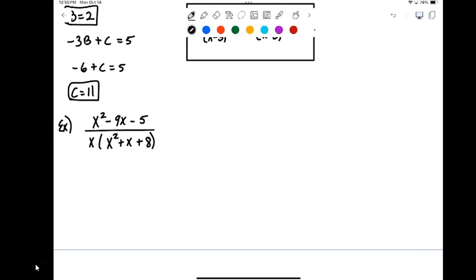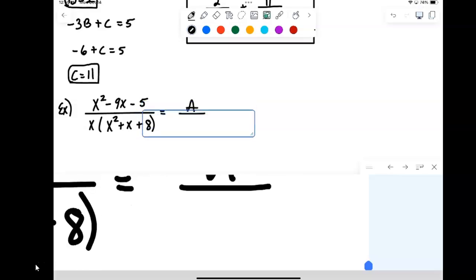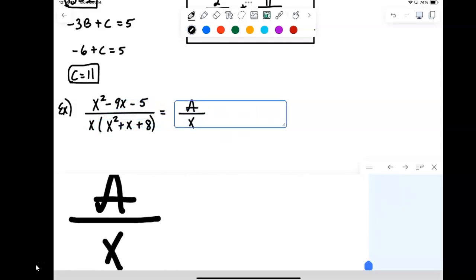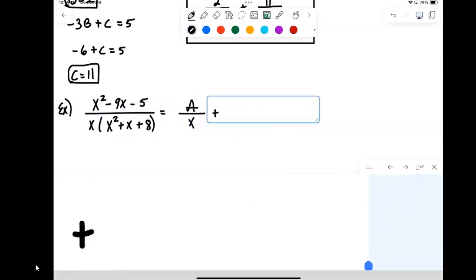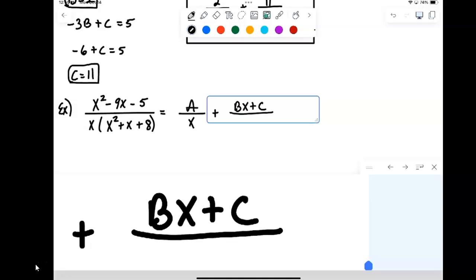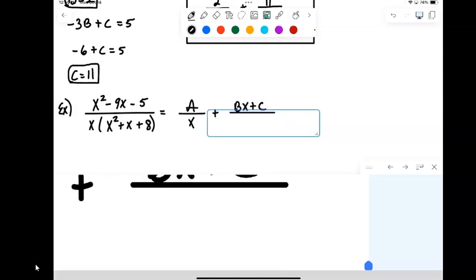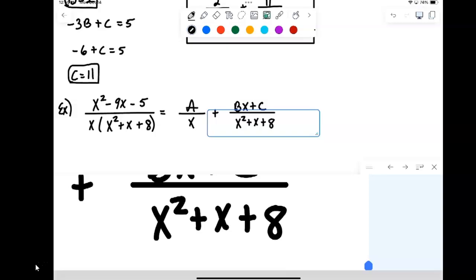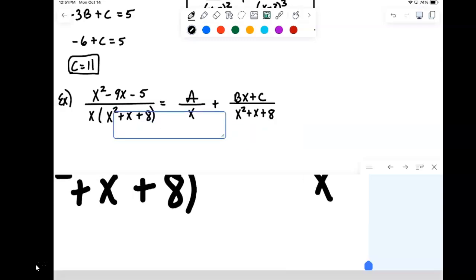Okay, so the decomposition is for each linear factor, write it down as a constant over that factor. And for the quadratic factors, since it's second degree, we need a linear factor on top. So bx plus c all over x squared plus x plus 8. So that's the setup. And then we're going to multiply by the LCD.